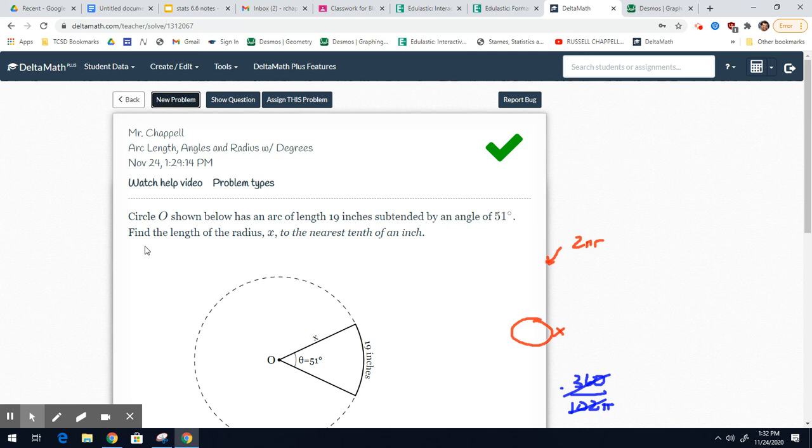So again, some different variations on some arc length problems. Do your best. There is one more video. It's going to be on arc length covering some word problems, so make sure you tune into that one.